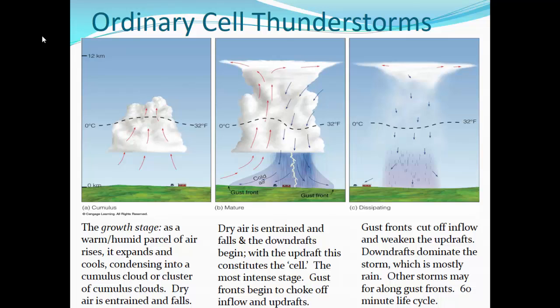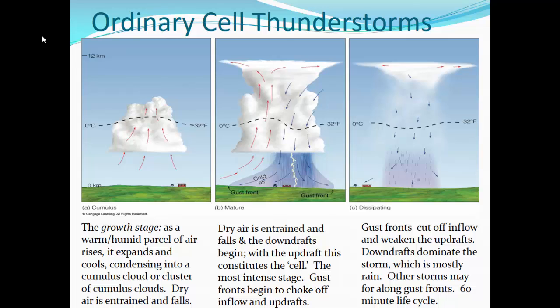Further lifting creates condensation and cloud formation, condensation being a warming process, aiding the parcel into rising on its own. So it's now past the level of free convection, and the growth stage, as warm, humid parcel of air rises, it expands and cools, condensing into a cumulus cloud or a cluster of cumulus clouds. As dry air begins to be pulled into that cumulus cloud, that's when we move into the mature stage.